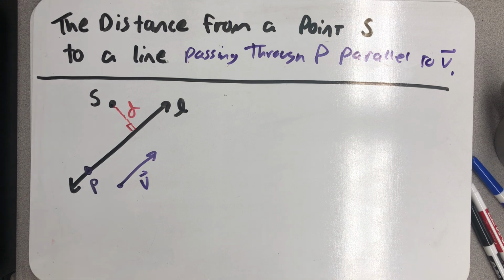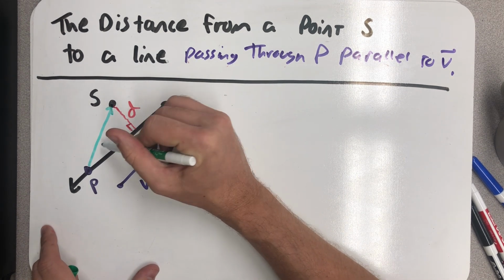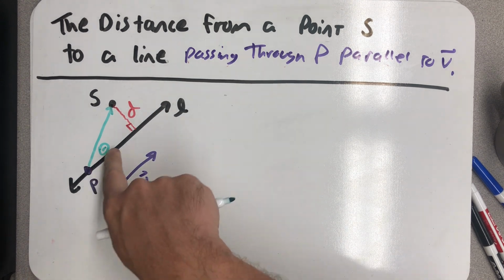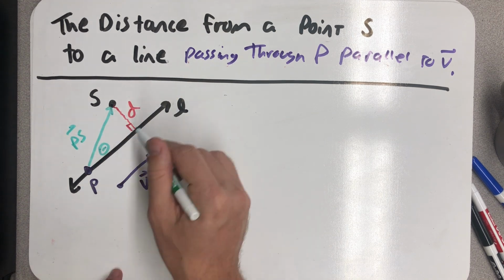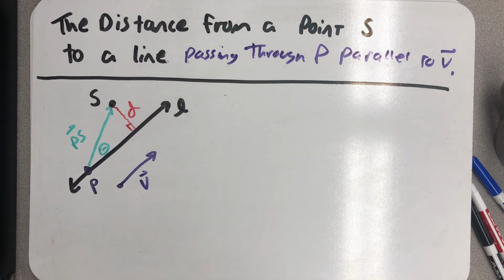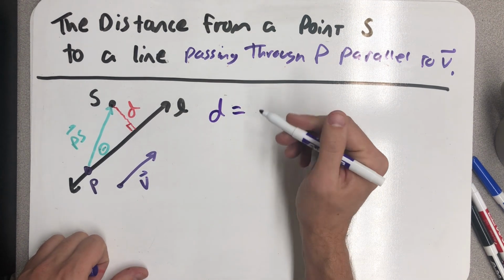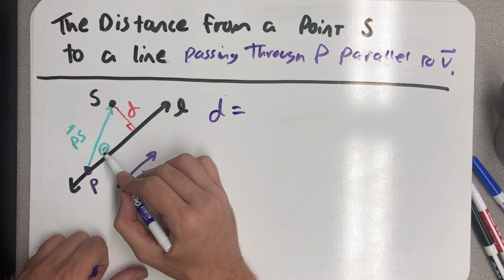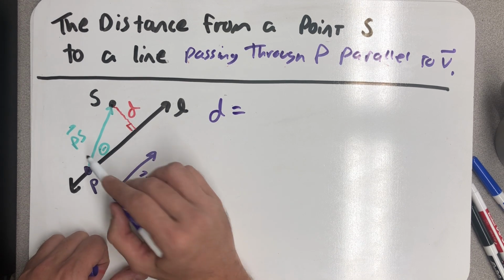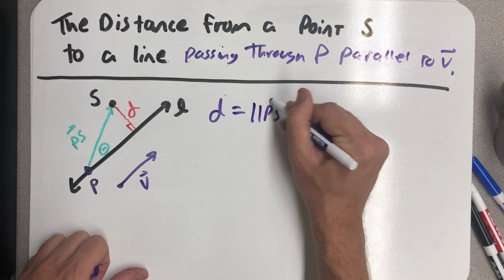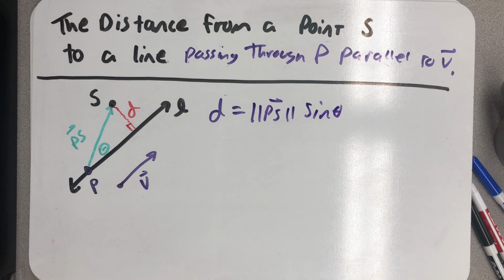Okay, so let's see. I need to find this distance D, and I think it'd be nice to think about this as a right triangle problem, right? Because I can imagine this angle between what I've drawn as vector PS and the line itself. That would let me write this for distance. The sine of theta would be the opposite over the hypotenuse, so sine of theta would be D over the magnitude of PS. So the distance itself should be the magnitude of PS times the sine of theta. Okay, well that's a nice formula.